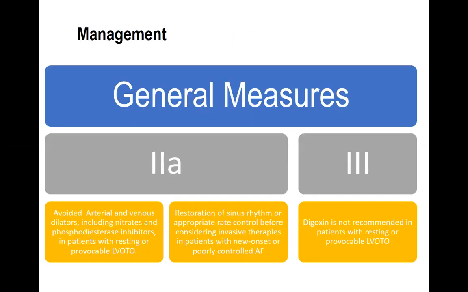So general measures. Management, again, in the guidelines, 2A: avoid arterial and venous dilatation. We know that because if you drop the preload or afterload, you will increase the obstruction. So you should avoid nitrates, phosphodiesterase inhibitors, and ranolazine in patients with resting or provoked LVOT obstruction. You restore sinus rhythm, because these guys have diastolic dysfunction and they don't cope very well with atrial fibrillation. And digoxin is not recommended, class 3.